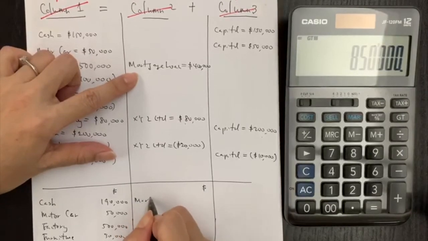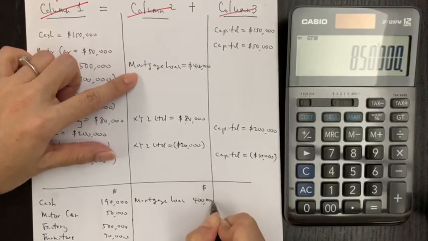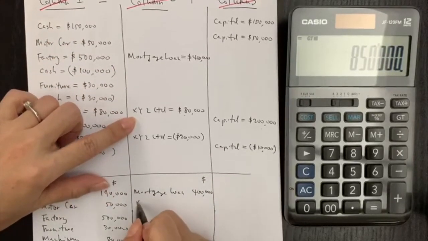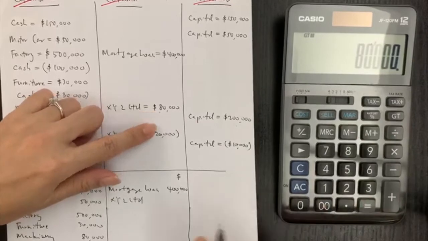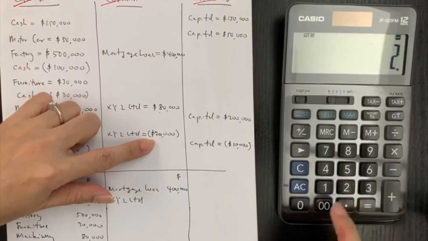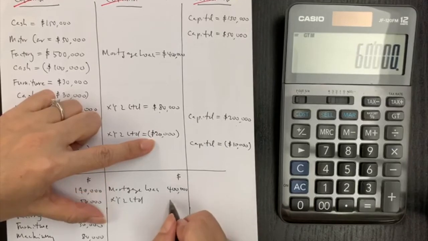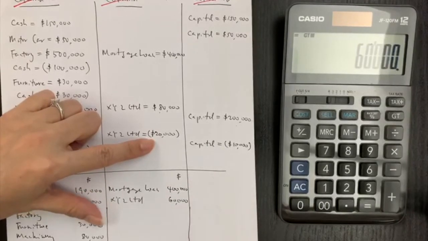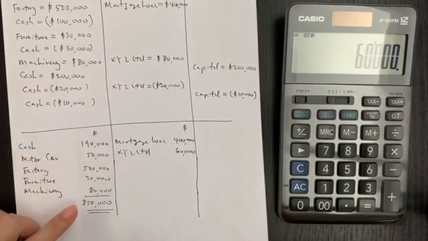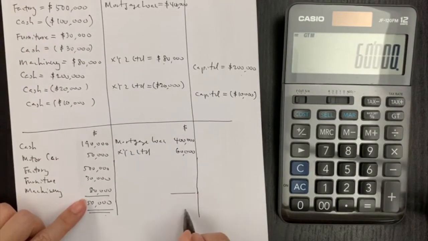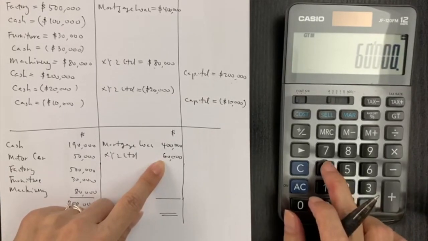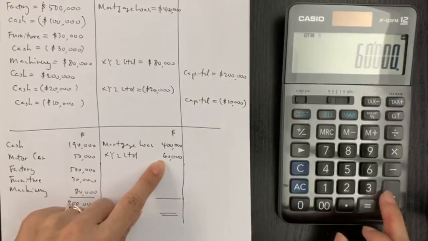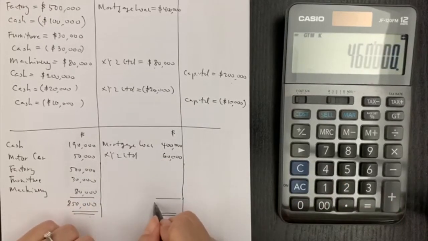So I have mortgage loan, which is 400,000. And what else? XYZ Limited. We start with 80,000. Brackets mean going down, so minus 20,000. So we owe how much? Okay, to match this level, I put it here. So 60,000 plus 400,000, so that I have the total in column 2.